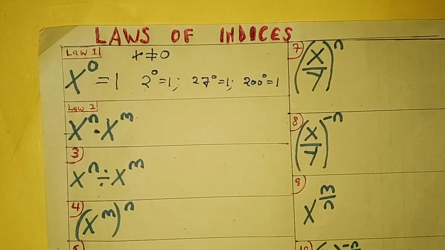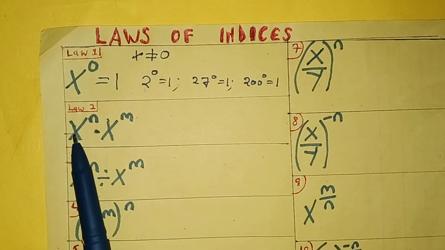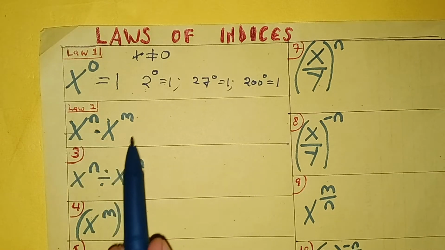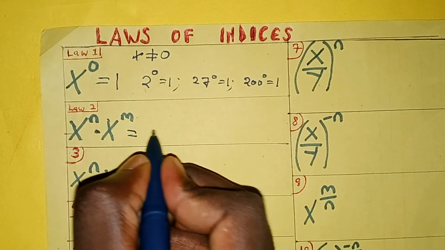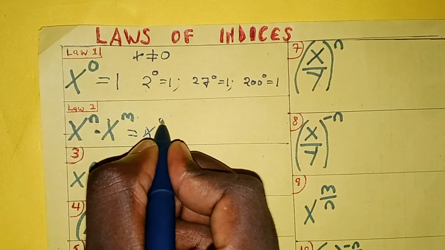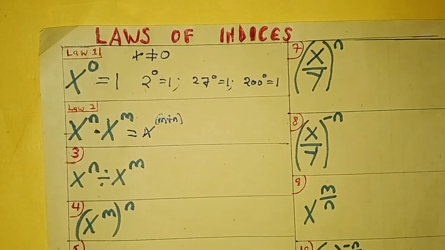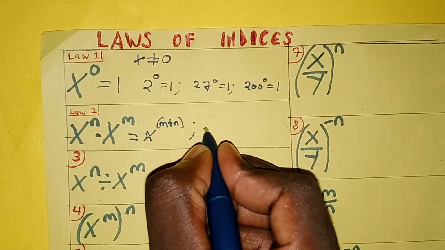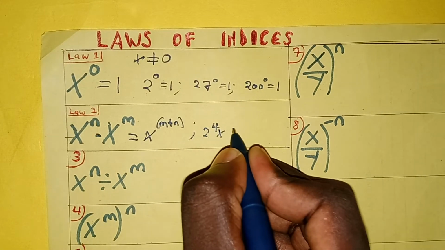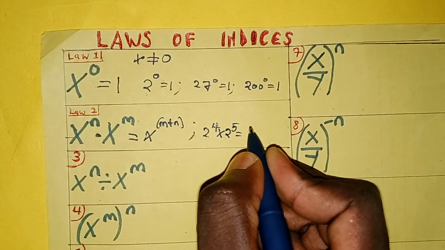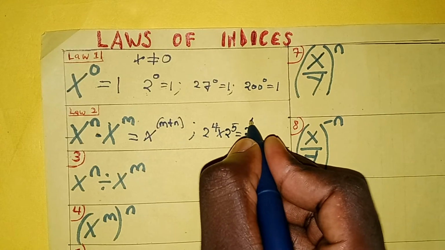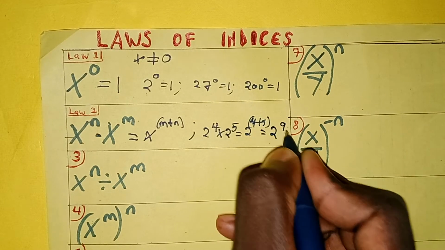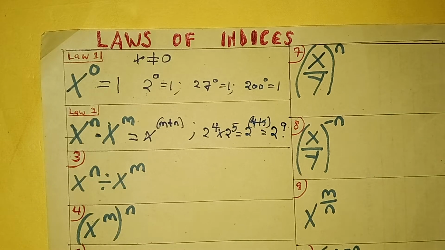Now, law number 2, when multiplying the same bases, we add the power. So x raised to n times x power m is equal to x power m plus n. Now, example, 2 raised to 4 times 2 raised to 5 is equal to 2 raised to 4 plus 5, which is 2 raised to 9 or 2 power 9.